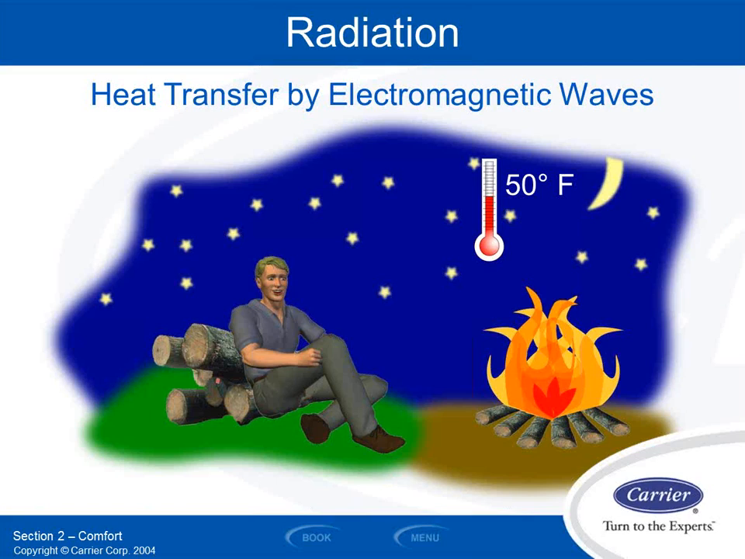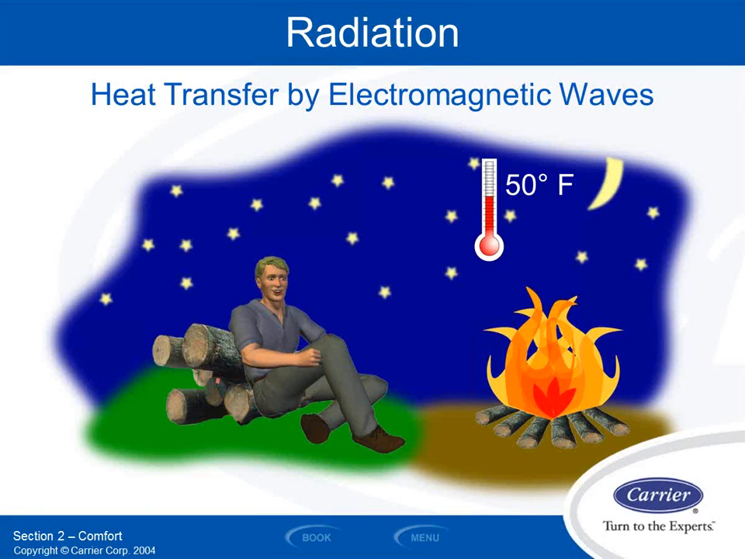Here's another example of that. This guy is sitting here by the campfire. It's 50 degrees outside, right? So that's the temperature of the air all around him. But that fire has infrared heat associated with it. And that infrared heat is directional, just like the sunshine. If you go under a tree, you don't feel the sun heat. You step out in the open and you feel the sun heat. Same thing with the campfire.